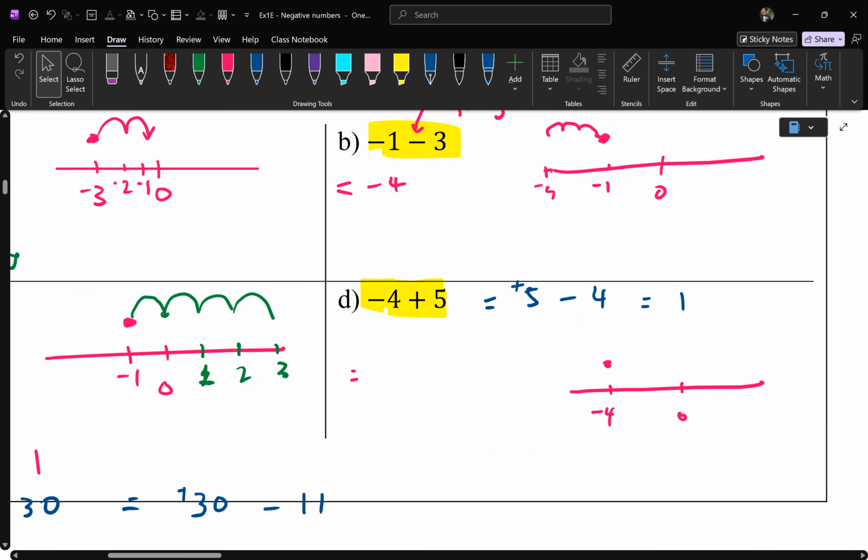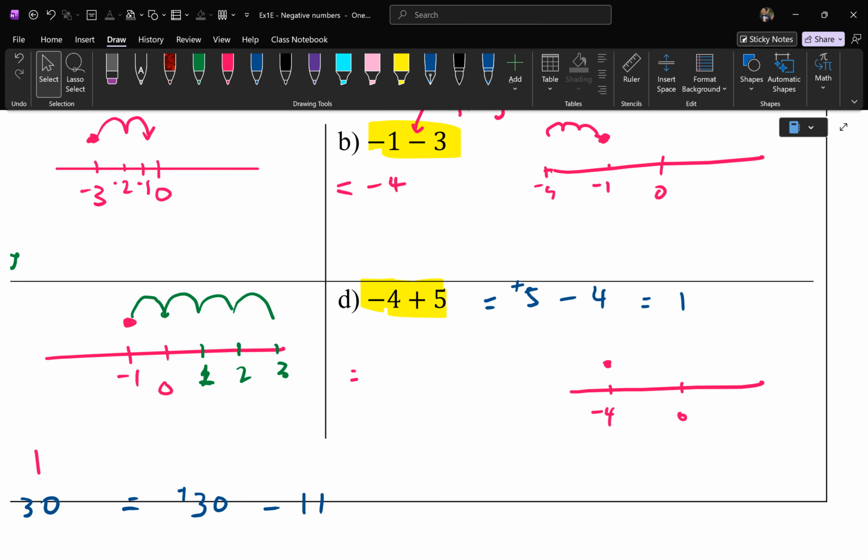So -4 plus 5, another way of thinking about it is, yes, you're starting at -4. Plus means you're going to the right. And if I go to the right by 5, so you go 1, 2, 3, 4. Makes sense. 4 units here. So that should be 4. Brings you back to 0. Move an extra 1. That's now positive 1.